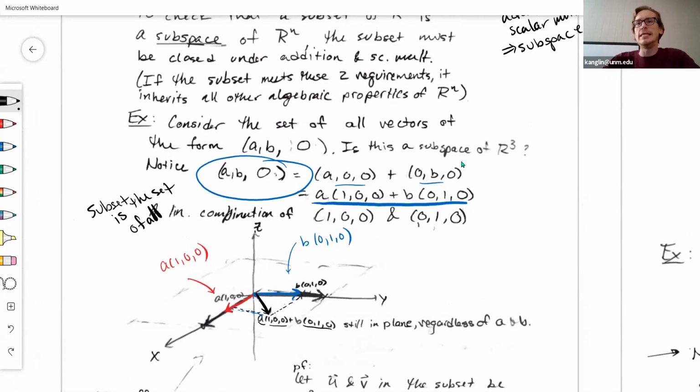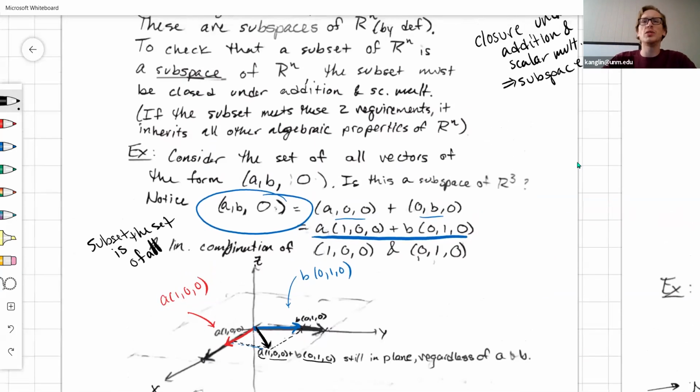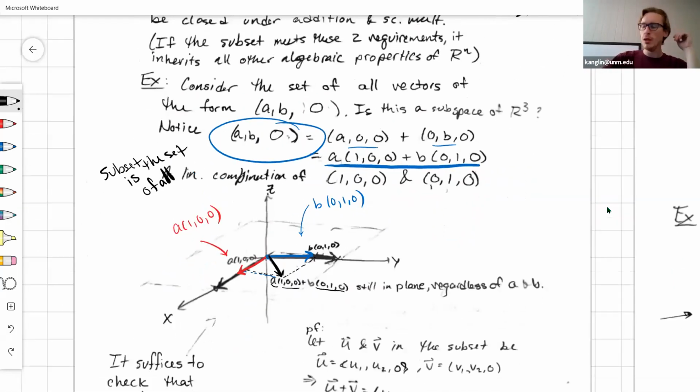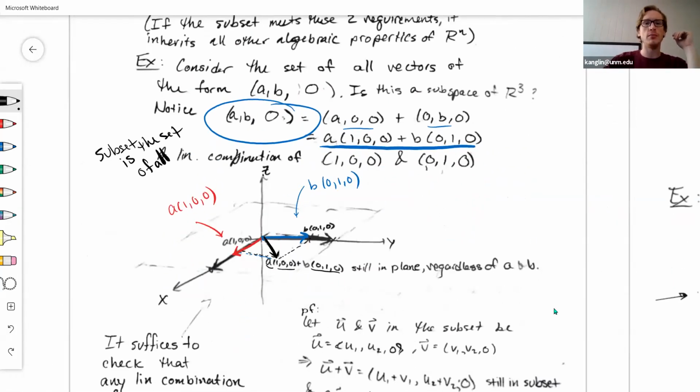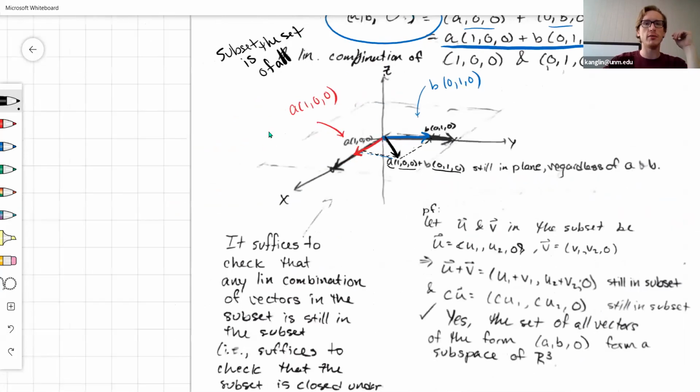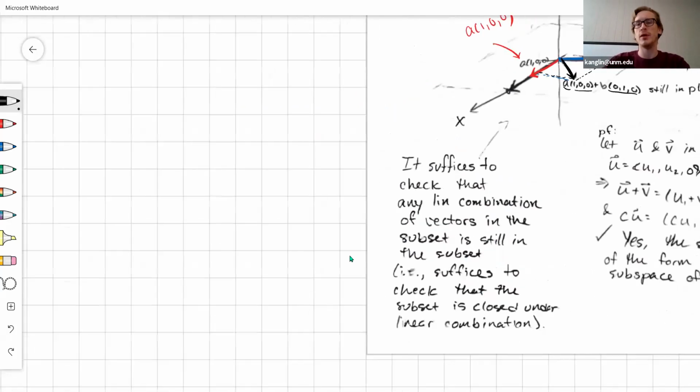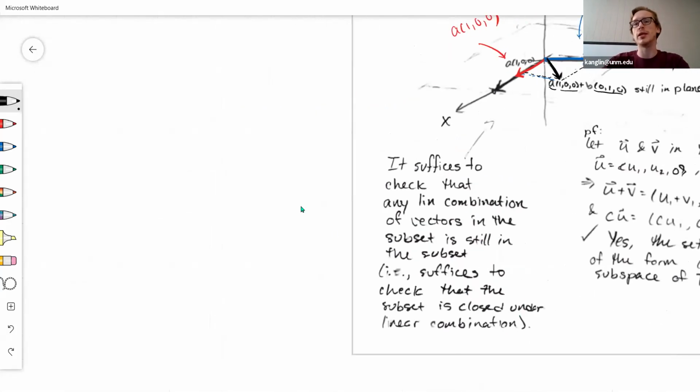If we want to determine, is this a subspace of R3, what do we have to do? We have to see if it's closed under addition and scalar multiplication. If the subset is closed under addition and scalar multiplication, it's really a subspace. So let's see how to do this. I've made that same note over here. It suffices to check that any linear combination of vectors in the subset is still in the subset. That's checking closure under linear combination.